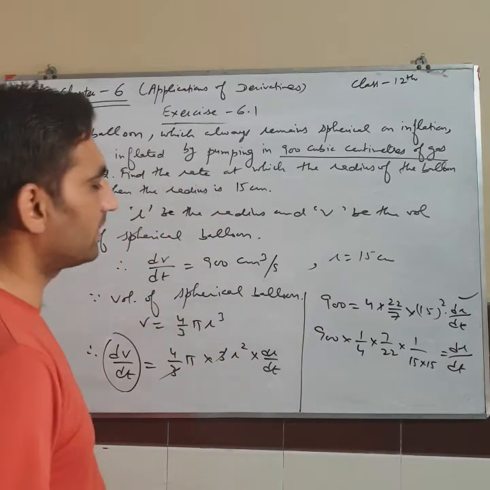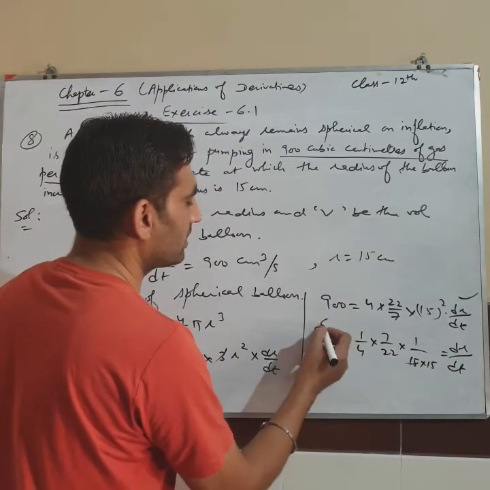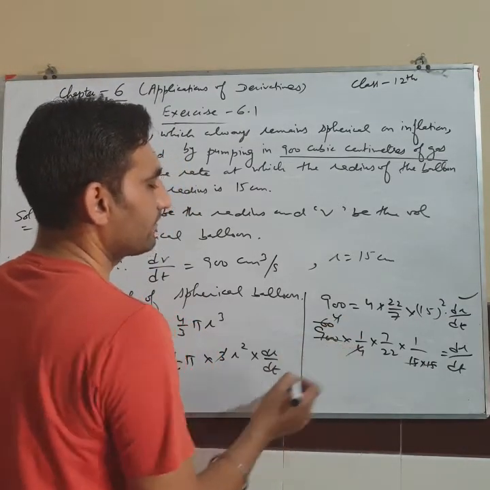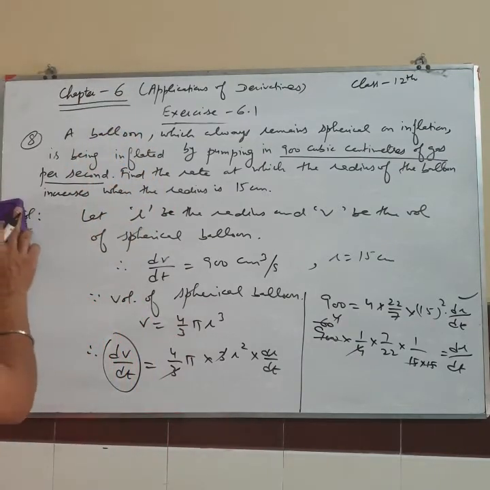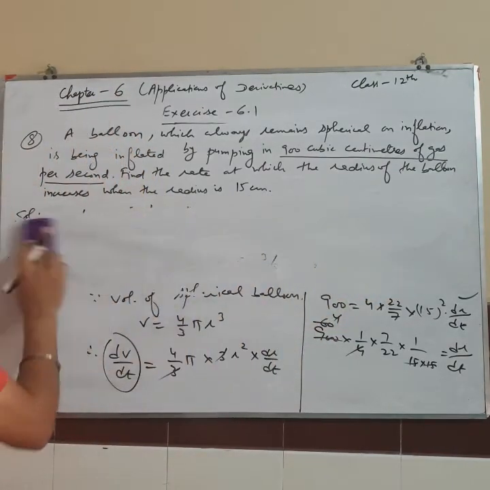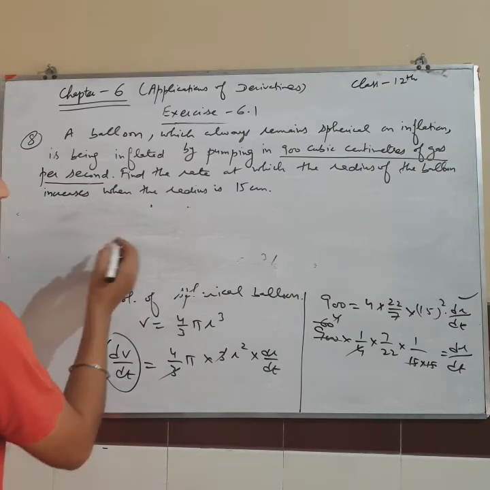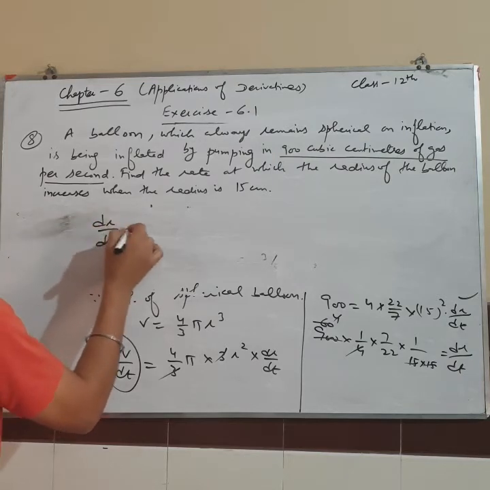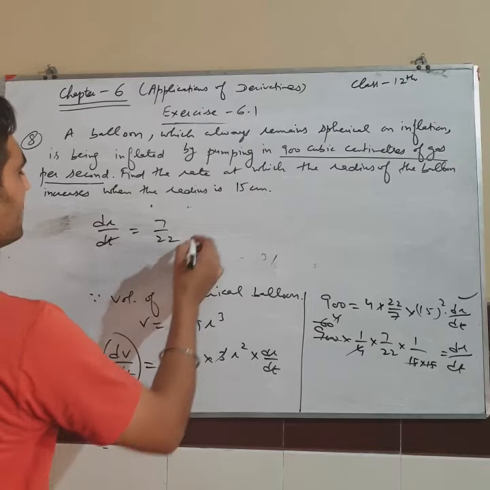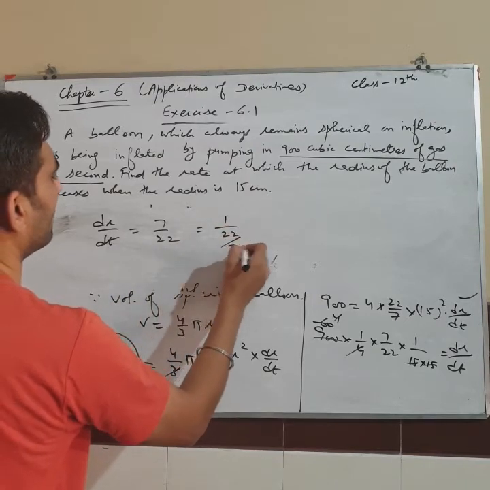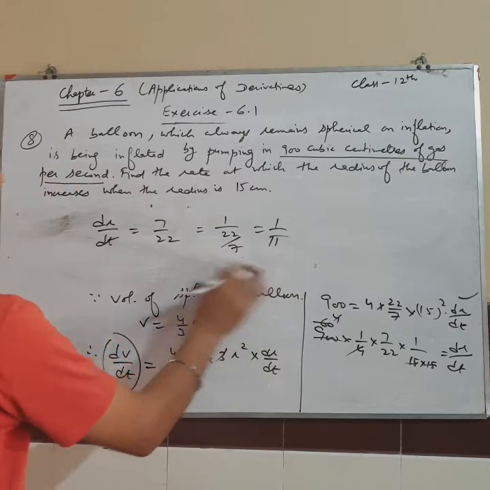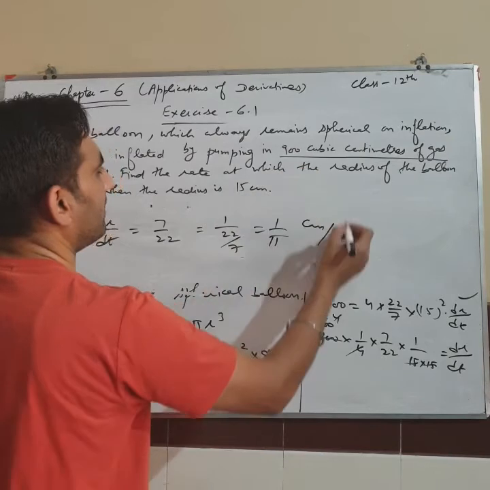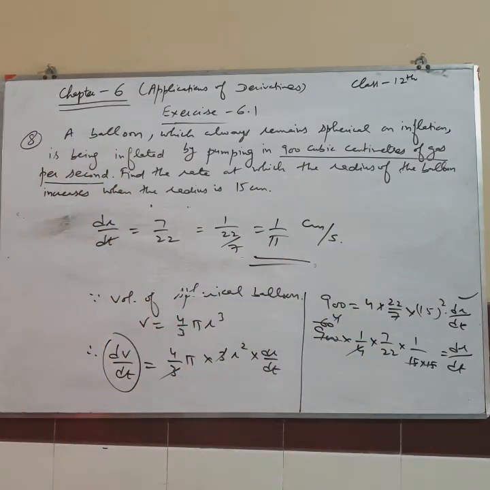Now if cancellation is possible, then cancel. 15 into 60, and then 15 into 4, 4 cancelled, and you are left with 7 over 22. Or dr over dt can be written as 7 over 22, which can be written as 1 over 22 over 7, or 1 over pi. Now what we are writing is the rate of change of radius with respect to time. So units of radius centimeter, time is given in seconds. So this is our required answer of question number 8.